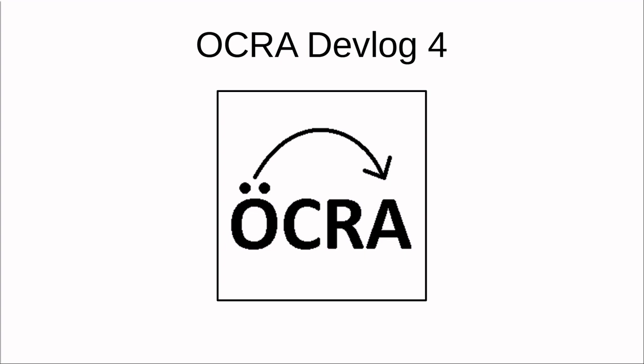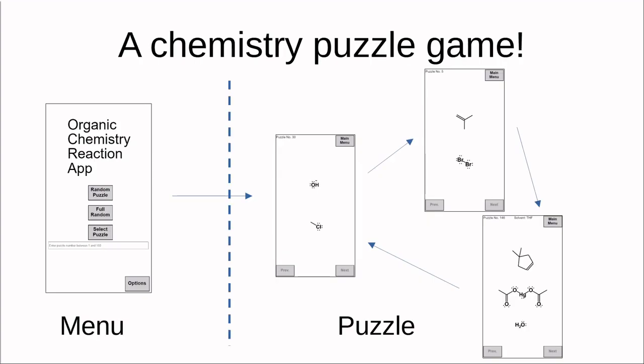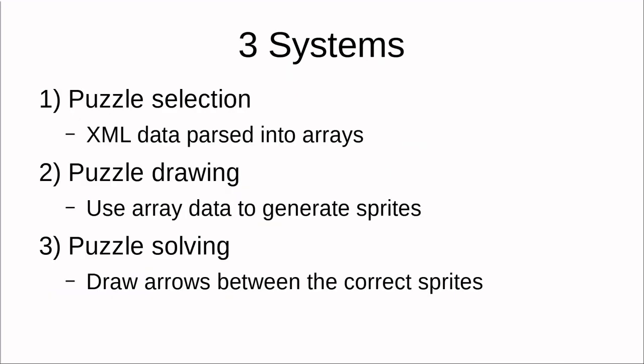Welcome to the fourth entry in my organic chemistry reaction app, OCRA, devlog. I've said it before, and I'll say it again. OCRA is a chemistry puzzle game. My goal with this app is to make a game that rapid fires random chemistry puzzles at you so that you can grind out problems and develop an intuition for how chemical reactions work. So 90% or more of the app's code is for loading, drawing, and solving puzzles. And yeah, those three things are the core systems at play in the app.